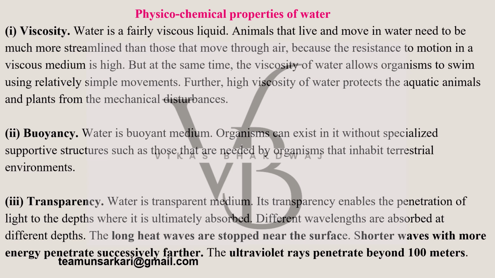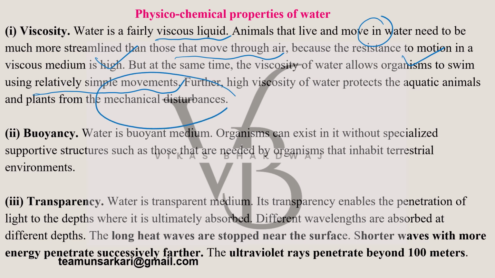When it comes to the physicochemical properties of water, viscosity. Water is a fairly viscous liquid. Animals that live and move in water need to be more streamlined than those that move through air because the resistance to motion in a viscous medium is high. But at the same time, the viscosity of water allows organisms to swim with relatively simple movements. So the higher viscosity of water protects aquatic animals and plants from mechanical disturbances.